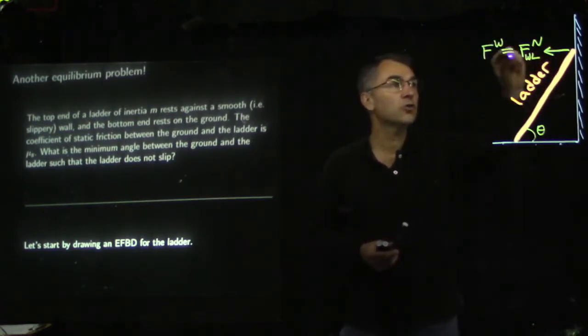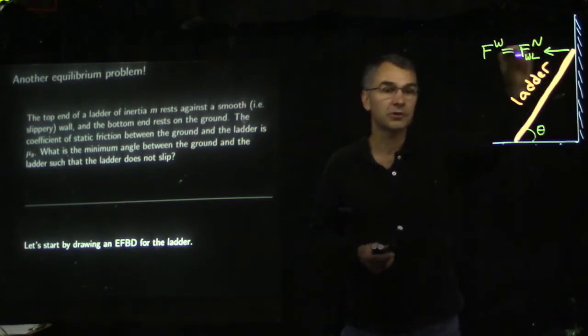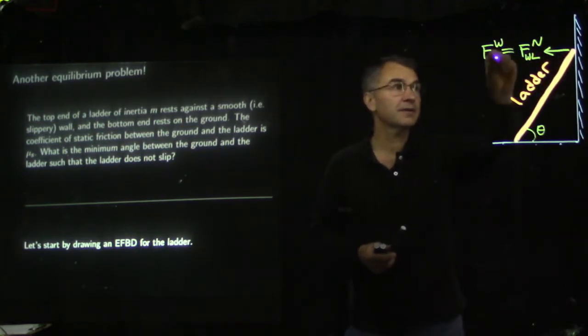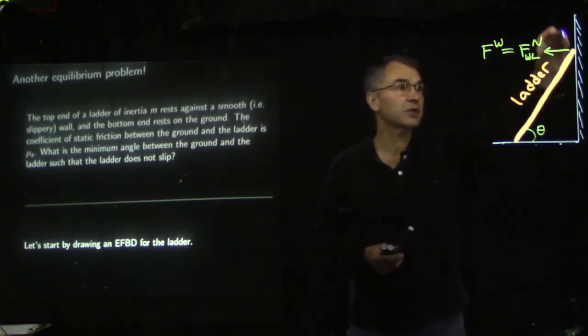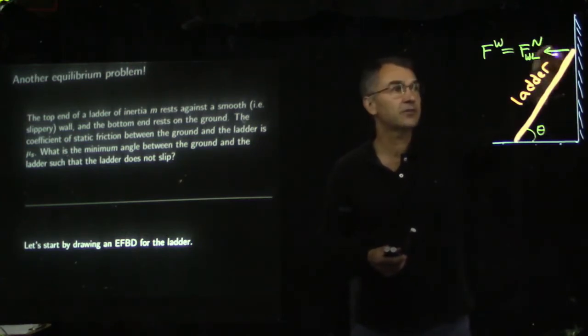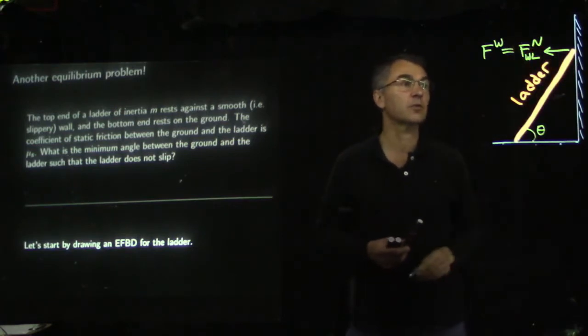And it's only perpendicular, normal to the wall, because we claim, and we'll see why in a moment, that there's no friction between the wall and the ladder, or only negligible friction. So there's no tangential contact force here, which would be friction. Instead, there's only a normal contact force between the wall and the ladder.